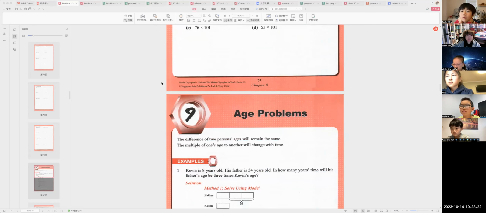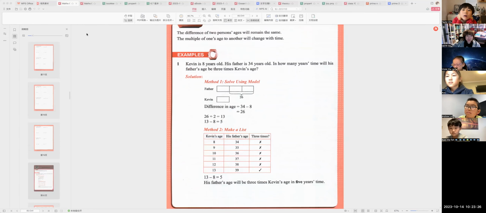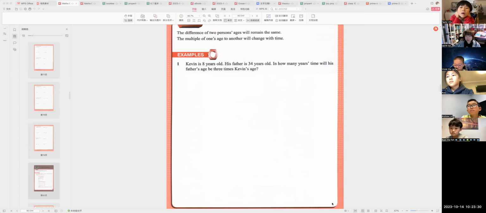So we still have some time, so we're going to do the age problem today. Okay, so everybody, let's take a look at this one, okay? So Kevin is 8 years old. His father is 34 years old. In how many years' time will his father's age be 3 times as Kevin's age? Okay, everybody think about it. I'm going to show you how to do it, okay?